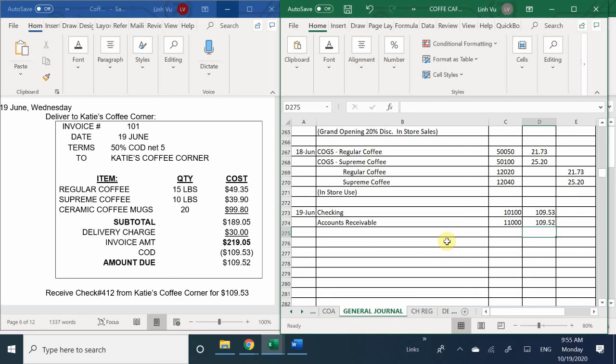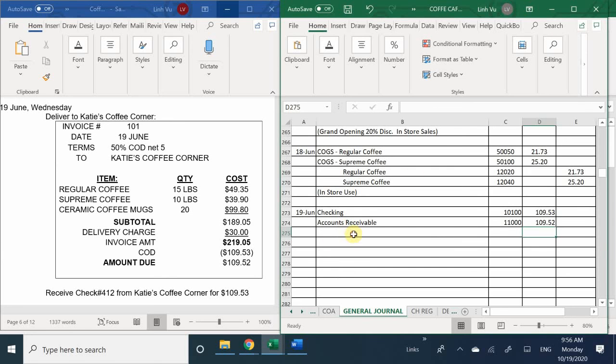Okay. Now, let's look at these items very carefully. We're selling it by the pound. We're not selling it by how much coffee that we made, right? We're selling it by the pound. So, by looking at the chart of accounts, what am I selling? What is going to be my account? Regular coffee and supreme coffee. Sales. Good. And then lastly, we also sold some coffee mugs.